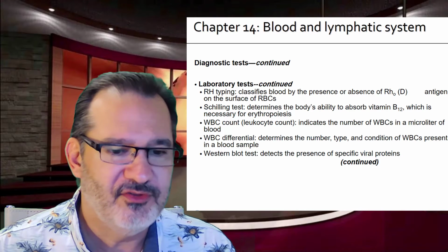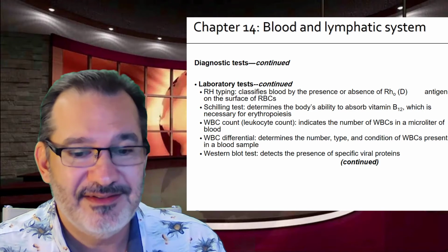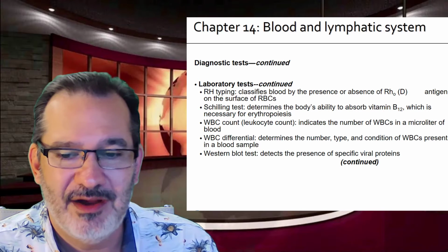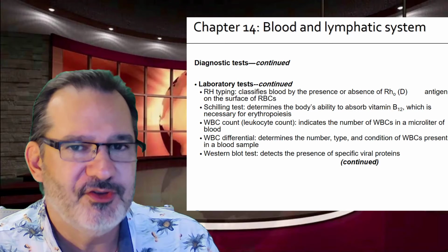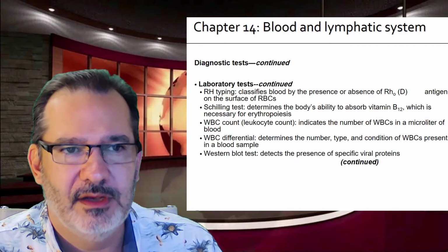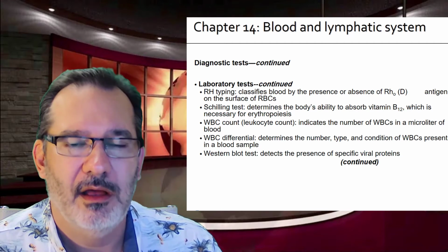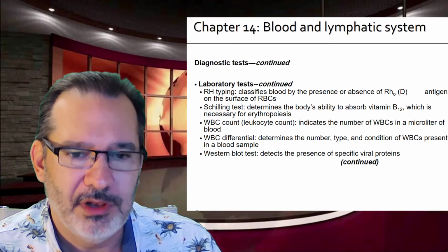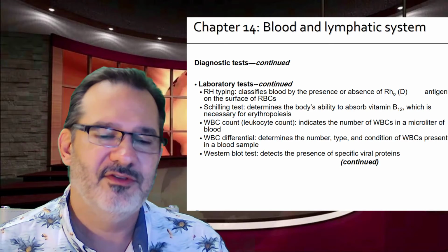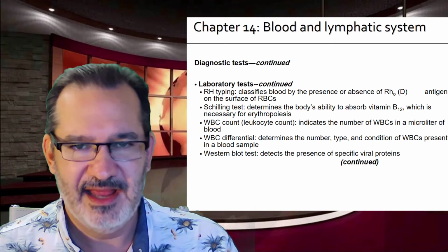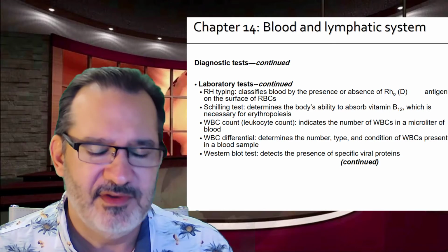Okay, we did WBCs. Western blot detects the presence of specific viral proteins. This is a confirmatory test for something like HIV. If we were doing an HIV blood test, serum test, the Western blot is the confirmatory test that's performed at the end of doing the HIV testing.